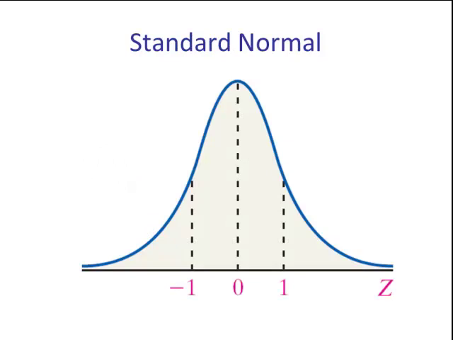The standard normal distribution looks like this. It has a mean of 0 and a standard deviation of 1. And if you remember from our last video, these are what we call the points of inflection.